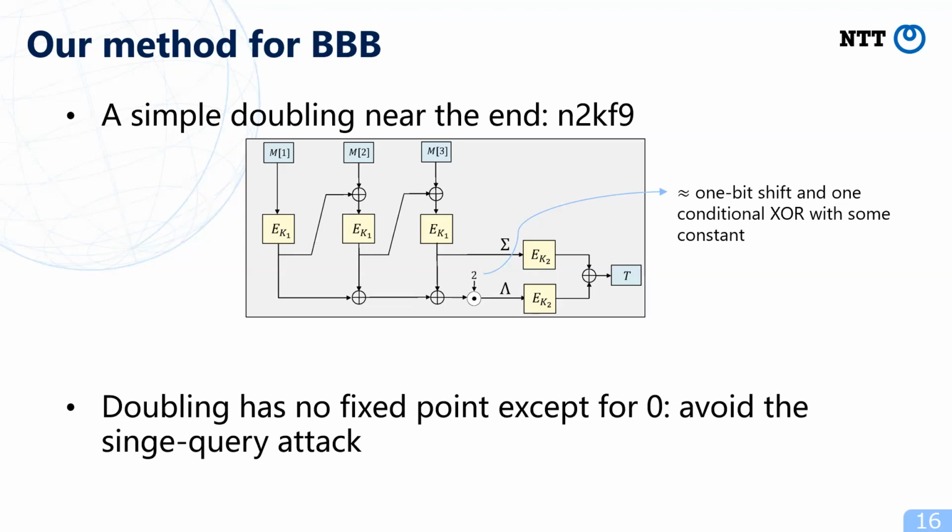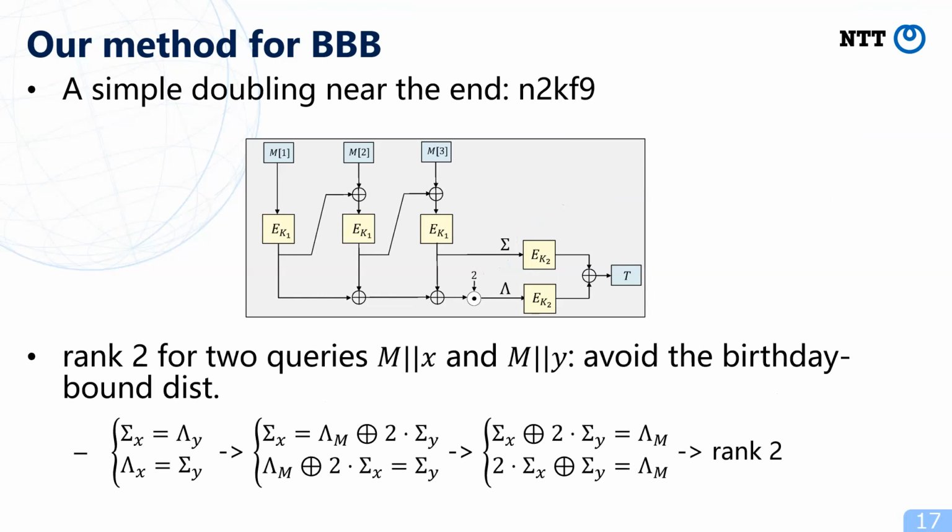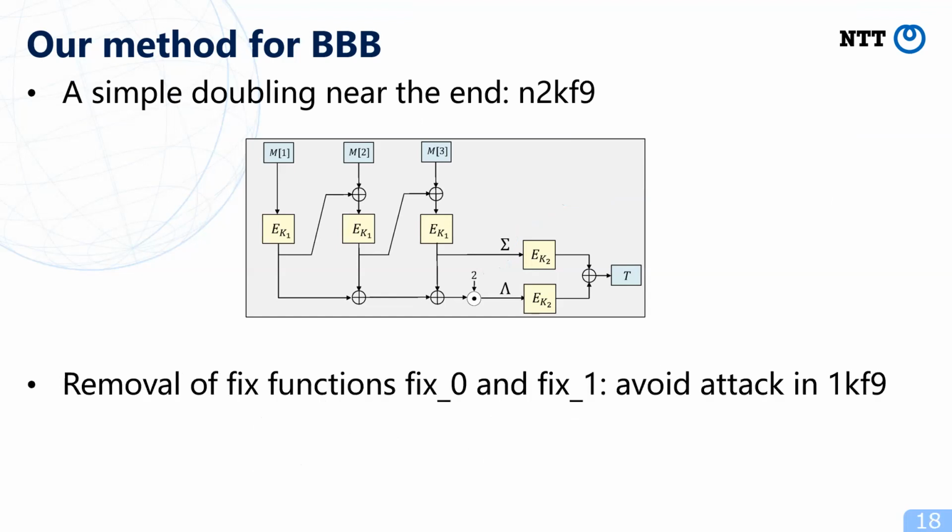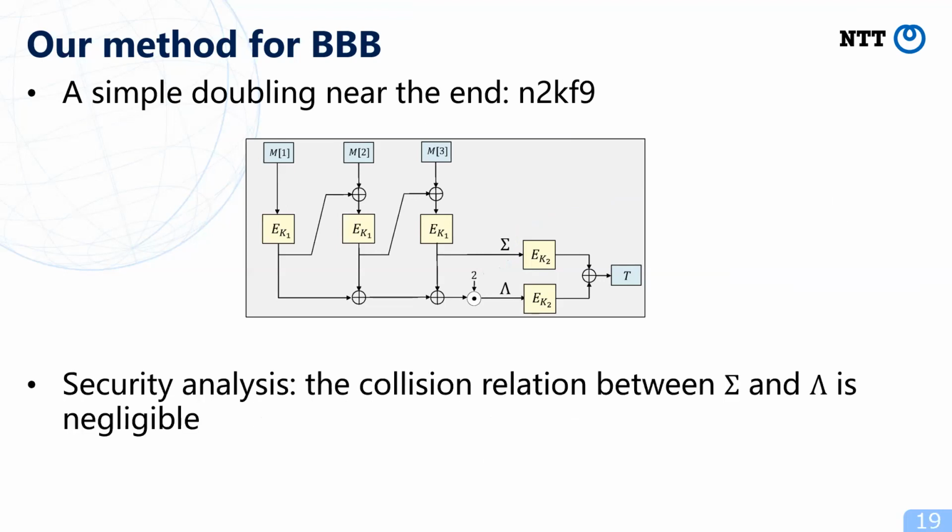Finite field multiplication has no fixed points, so every 1 block call will never lead to equality between the upper part and lower part, except if it's 0, but that's a very low probability event. If you look at the equation, the upper and lower parts being flipped between 2 pairs of messages, you can check that it always leads to a two n-bit condition, so it just won't happen at birthday bound. We don't use fix, so we don't have the attack on 1KF9, and everything is fine. We just need to do the security analysis, and we're done.